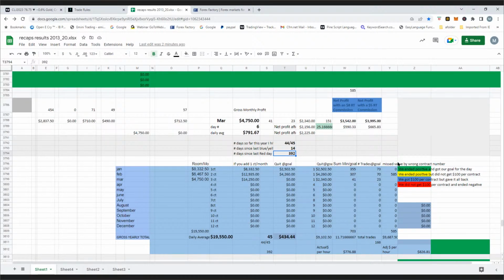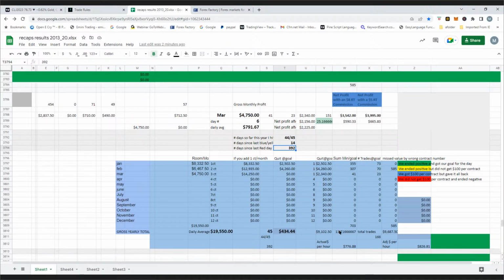So anyway, this is where you want to be, really, right here. If you quit trading when you get your goal for the day and you were to add 1 contract per month, like I did, this is what I did so far this year. These are based on real things that I did, okay? I had to work 11.71 hours to get my goal so far this year. And I averaged $776 per hour for those 11.71 hours, right? So for those 11.71 hours, I'm up $9,102.